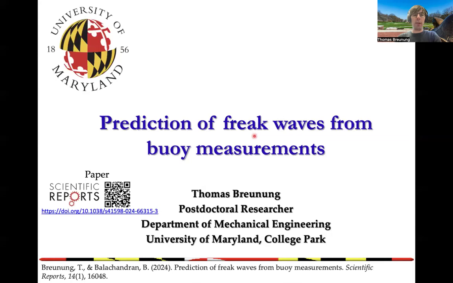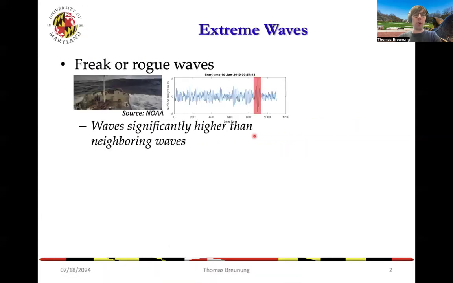Just to motivate the topic, freak waves or rogue waves are examples of extreme waves and are defined as waves which are significantly higher than the neighboring waves. To picture it, here is a time series of sea surface elevation, so ocean waves. For the majority of the time, the sea surface elevation remains rather limited, while we now see a sudden large wave appearing, which also quickly disappears. So this is an example of an extreme wave, rogue wave, freak wave.